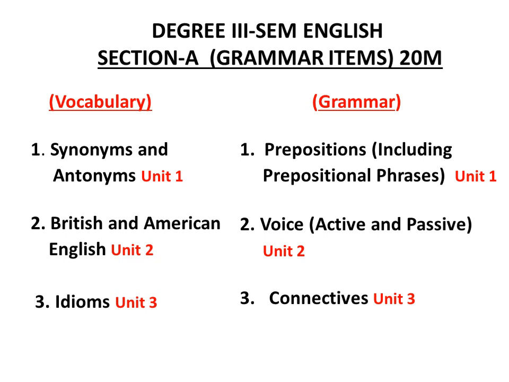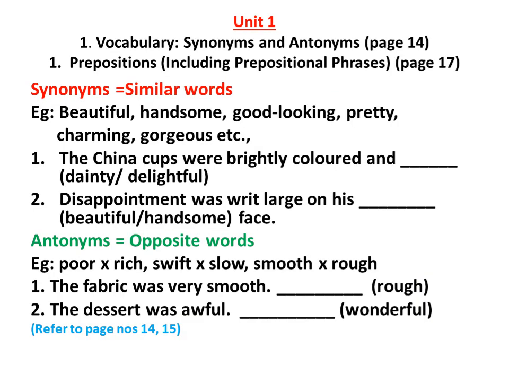And in the second unit, we have British and American English. And in the grammar part, we have active and passive voice. And in the third unit, you have to study idioms under vocabulary and connectives under grammar items. So let's discuss the first unit, the vocabulary items, synonyms and antonyms, and they are given on page number 14.